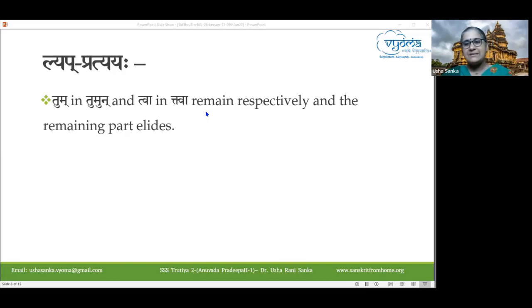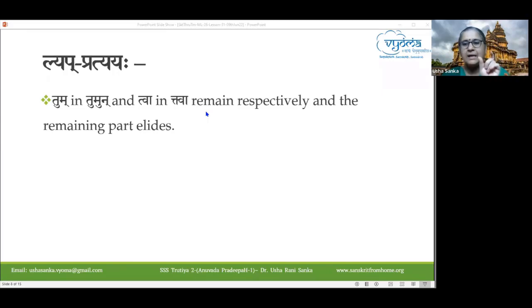So that lyap is an advantageous usage. When an upasarga is there, it happens only with ktva. Ktva and lyap are the only places. Tumun is not affected by upasarga. All other pratyayas are not affected by upasargas. This is the only pratyaya which is affected by the upasarga. If a dhatu has an upasarga, it has nothing to do with meaning as well. Don't worry, it is not changing on the basis of meaning.